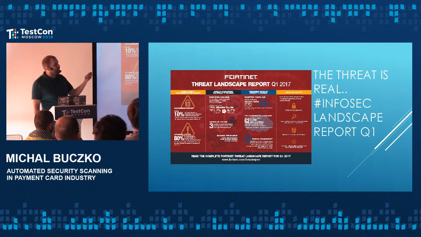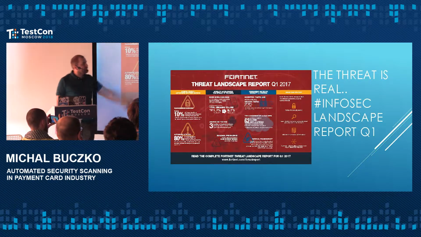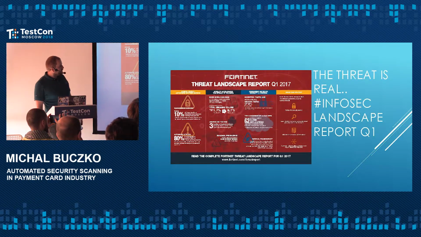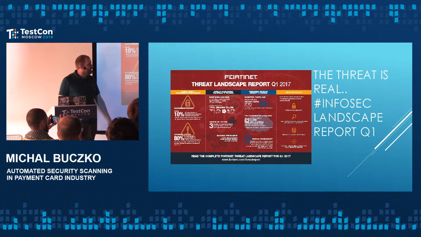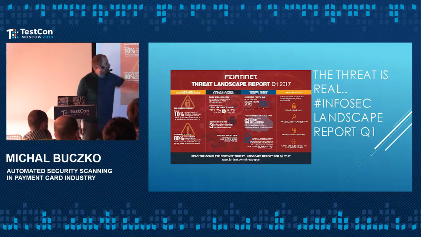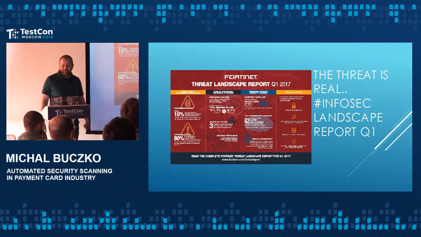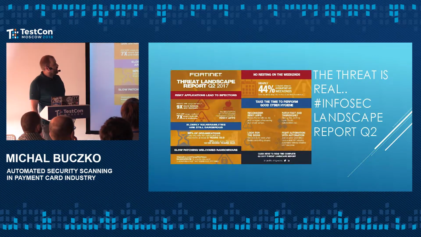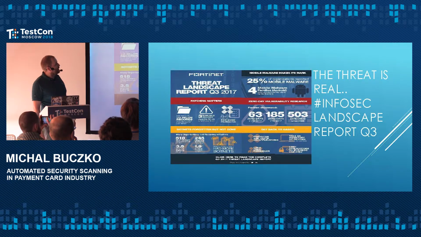There's a company called Fortinet. They have a quarterly report. Just an example for the first quarter of 2017: 80% of automated attacks exist. Their Android malware is rising. Then there's the next quarter, then the next one.